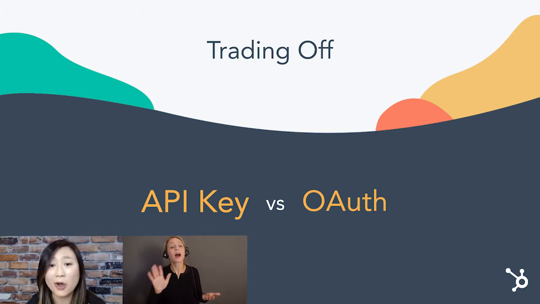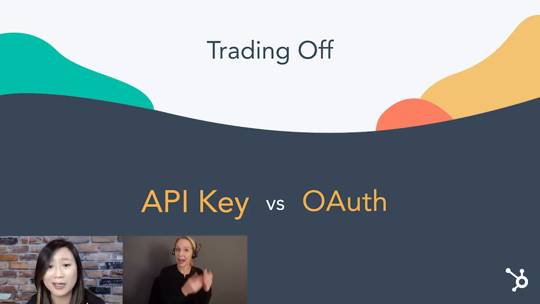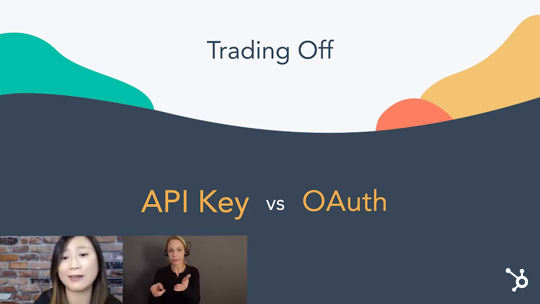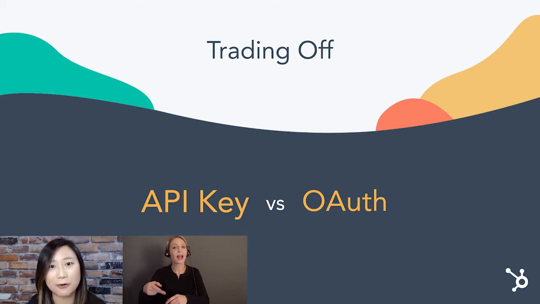On the other hand, OAuth apps offer all the things that API keys lack, but is more complex. To start, you have to sign up for a separate developer account, and you'll need to implement the full OAuth handshake before making your first API call.